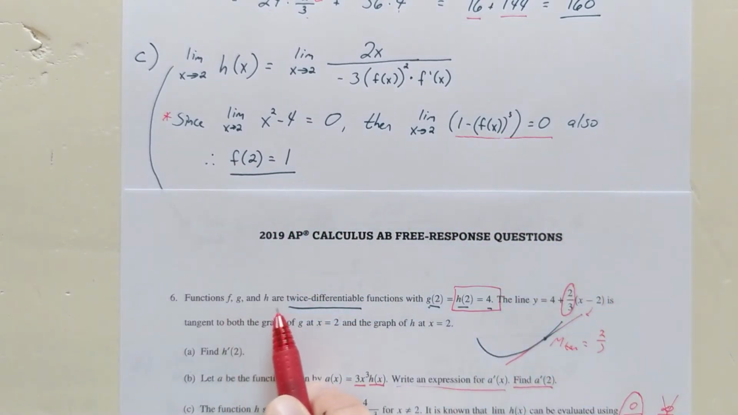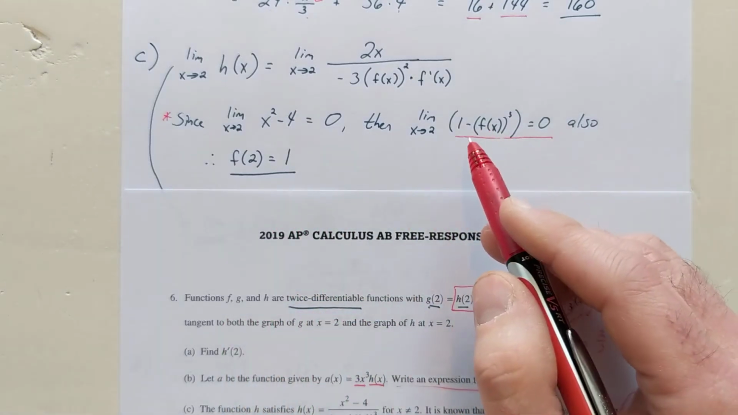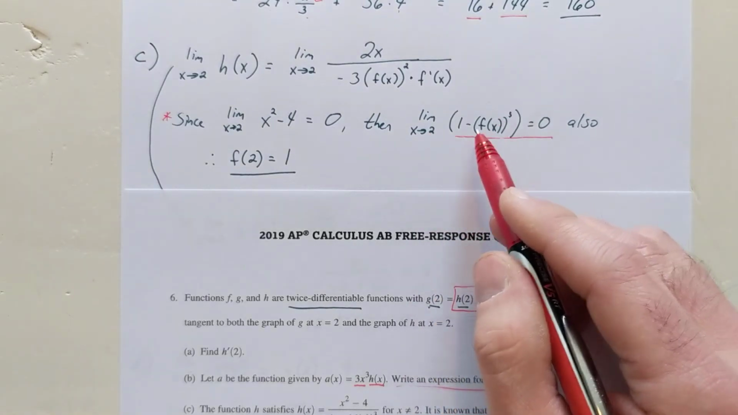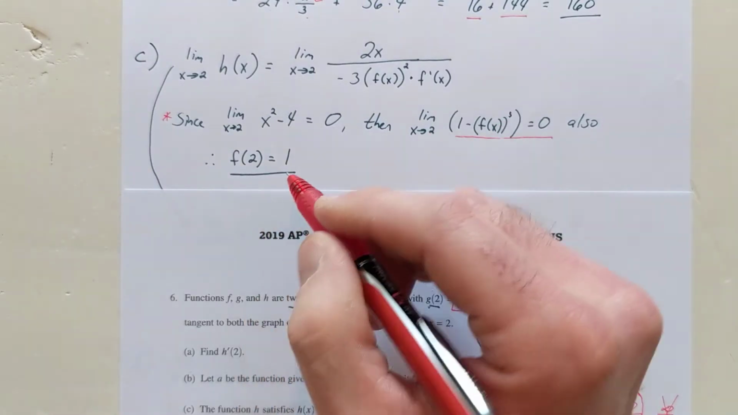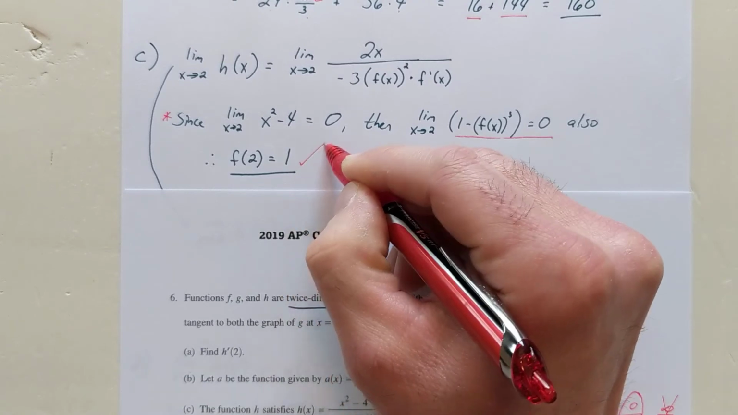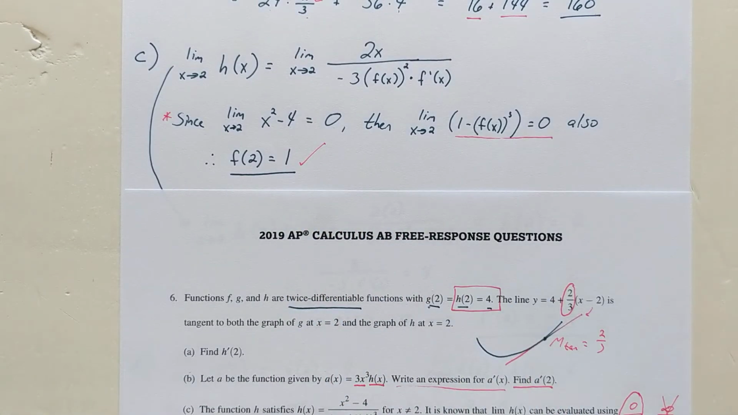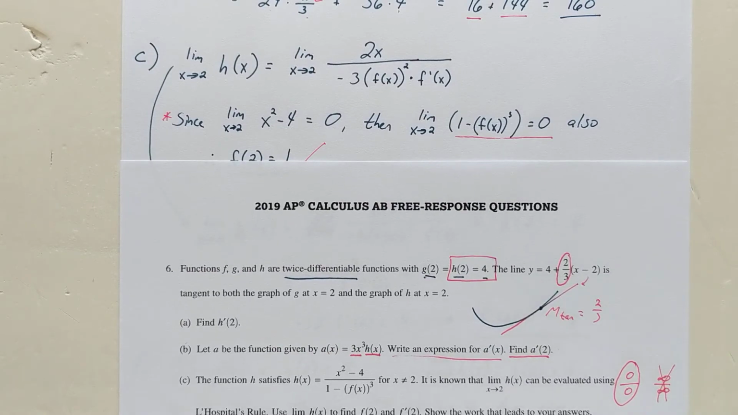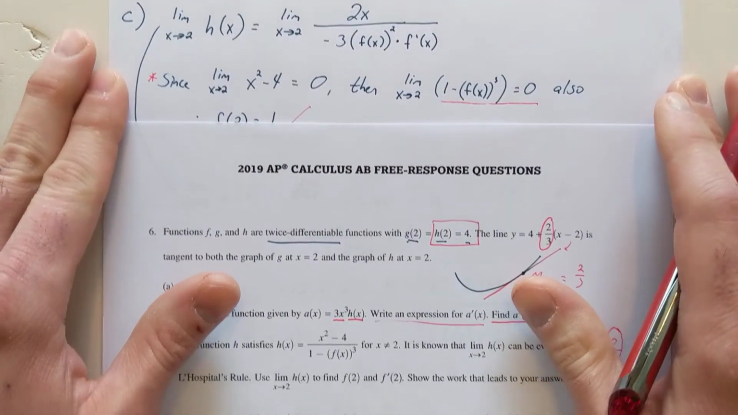And since we know that f is differentiable, we can simply take the 2 and plug it in right there and get that limit. So that tells us, everybody, that the value of f of 2 has to equal 1. That was one of the things they wanted. The other thing they wanted in part C was the value of f prime of 2.